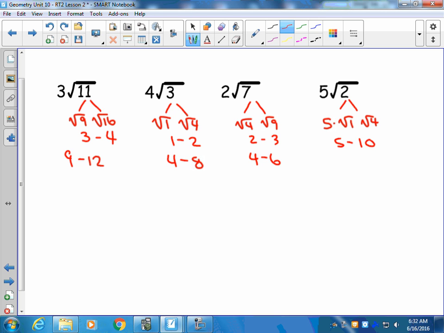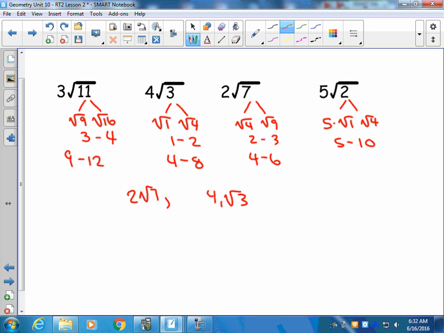Okay, so if we could put these in order based on what we see here, 2 square root of 7 is probably the lowest one. Okay, it's between 4 and 6. It's a little bit closer to 6 probably than 4, just based on 7 being closer to 9. Okay, then we would look at our next one, 4 square root of 3. Square root of 3 is going to push us a little bit closer to 8. Okay, now what we'll have to do is see where that 5 square root of 2 fits in.